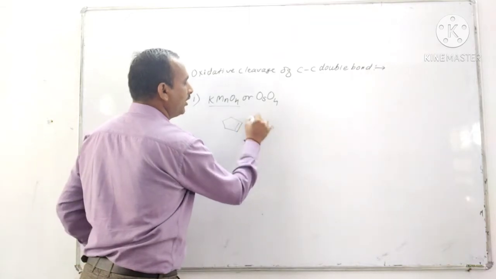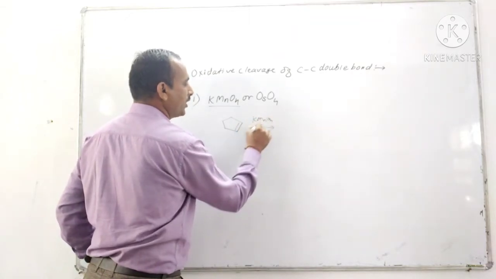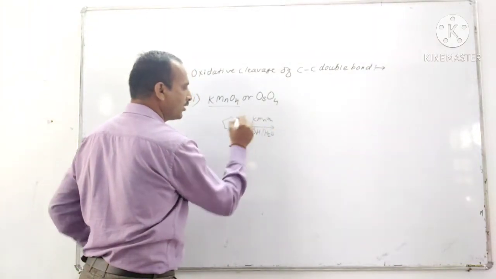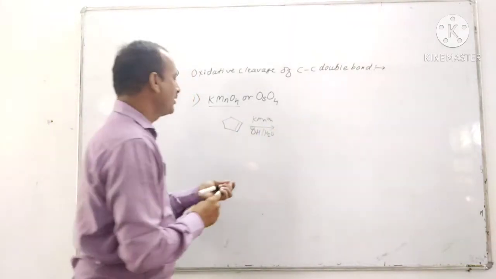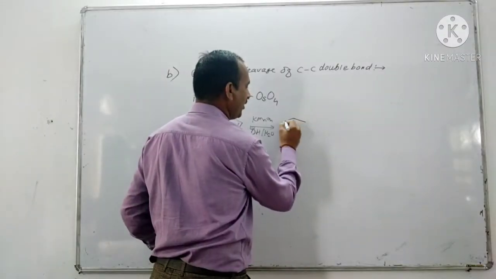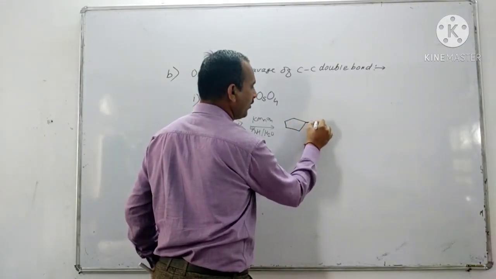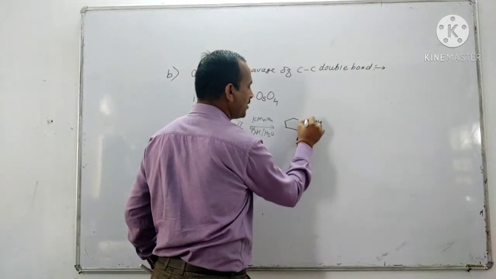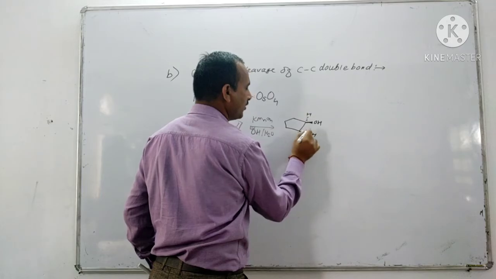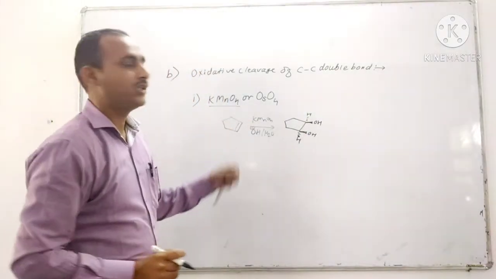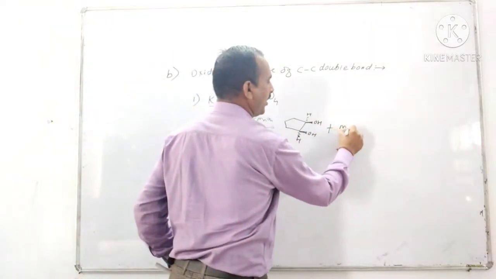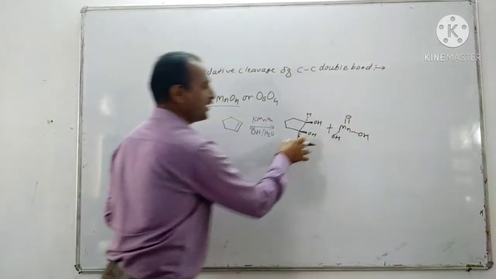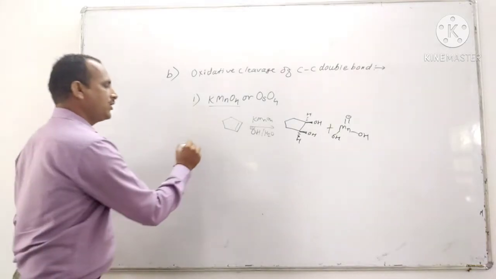Cyclopentene by using KMnO4 in alkaline condition gives cyclopentane diol, OH, OH. So this cyclopentane diol is formed plus MnO2 plus OH minus. So this cyclopentane diol is formed. Let's see the mechanism of this reaction.